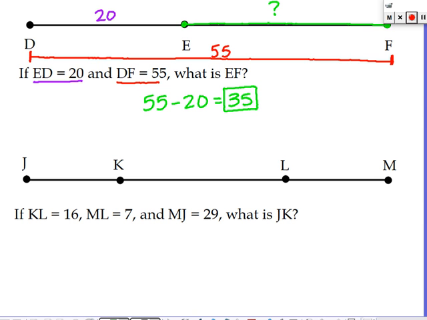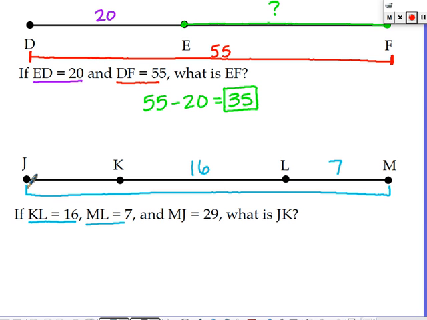So for this one down here, first I'm going to fill in what they give me. So KL is 16, so K to L, that's this middle piece, that's 16. Then ML is 7, so M to L, that's 7. And also MJ is 29, so MJ is the whole thing. That's 29. And they're asking for JK. So to find that, again, we're going to subtract.